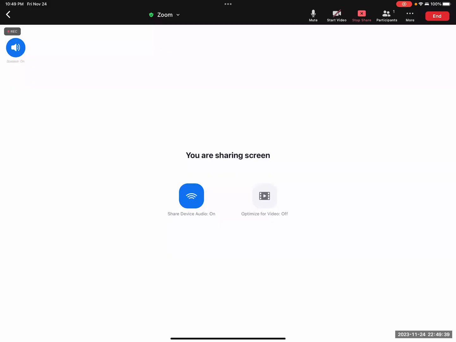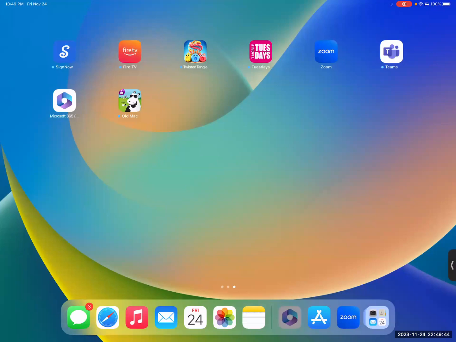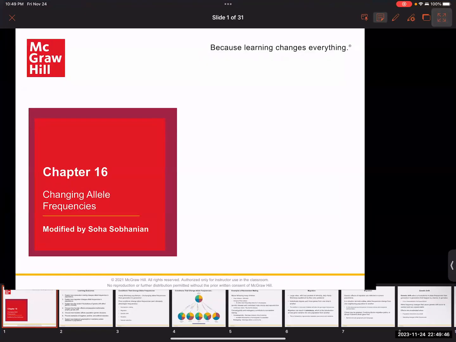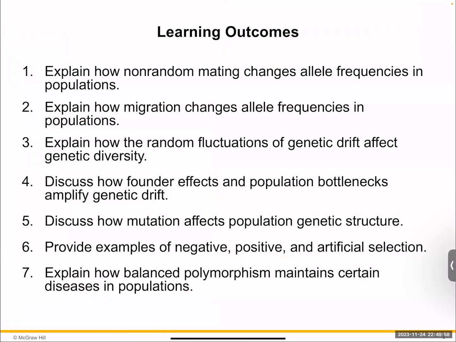Hi, everybody, and welcome to our lecture today, where we are focusing on changing allele frequency. This is the continuation of our previous lecture, which focused on constant allele frequency and the usage of the Hardy-Weinberg equation to figure out the chance of each of the alleles being represented in the population. We also learned some vocabulary related to allele frequency.